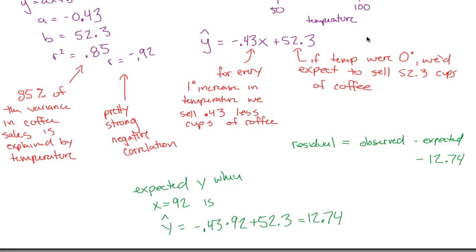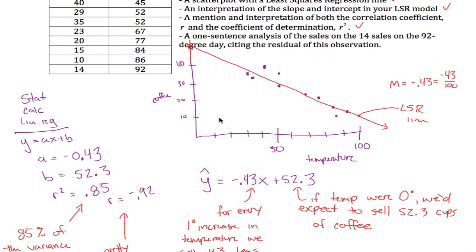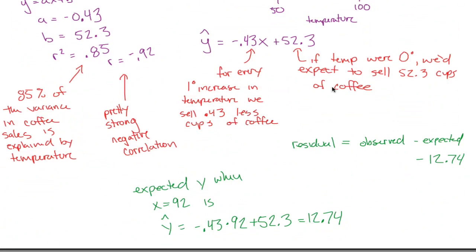And then we can see, all right, how much did we actually sell? We actually sold 14. So we actually sold slightly more than expected. We get that our residual is equal to the difference between those numbers, a positive 1.26. And I'll interpret that by saying we sold 1.26 more, because this is positive, cups of coffee than expected.